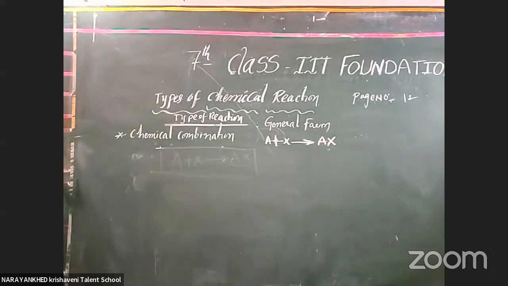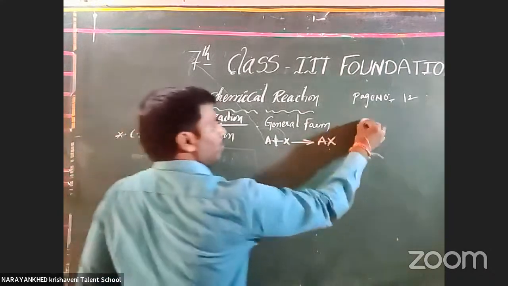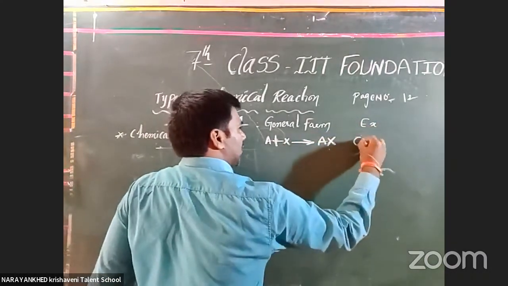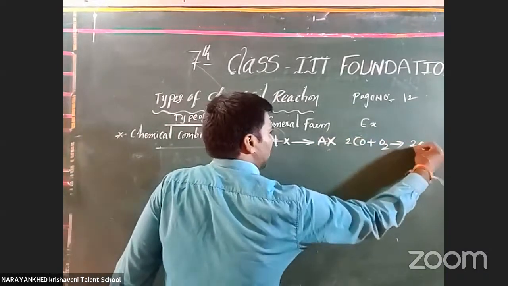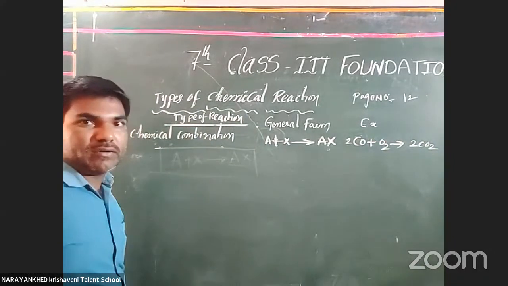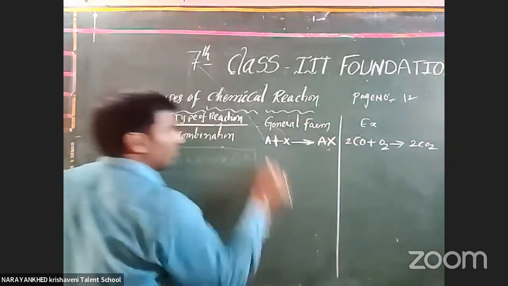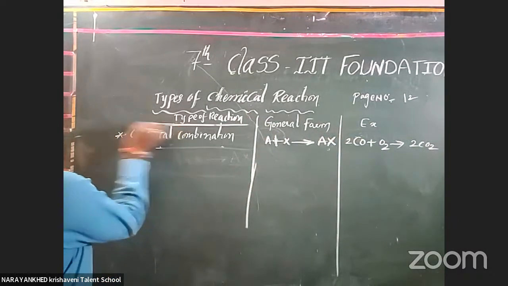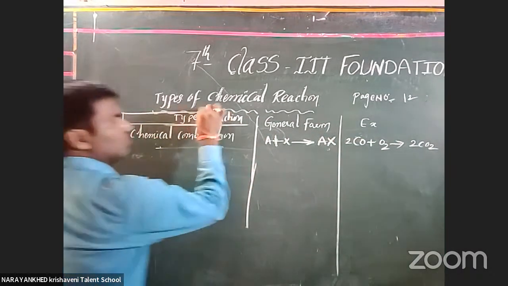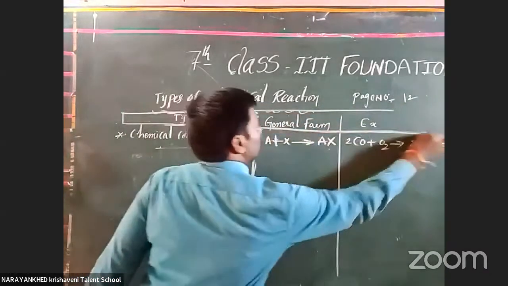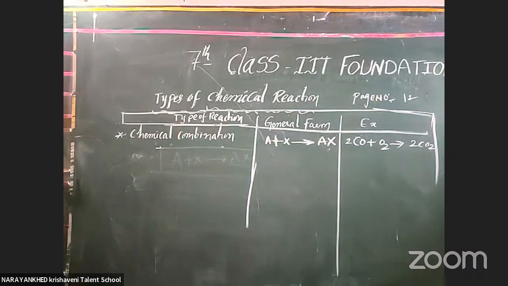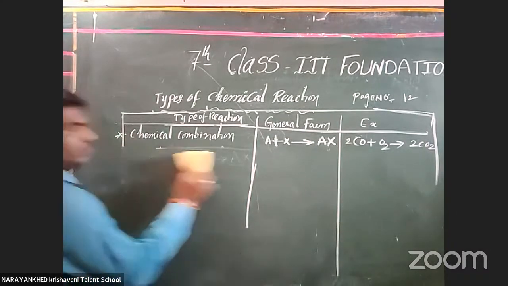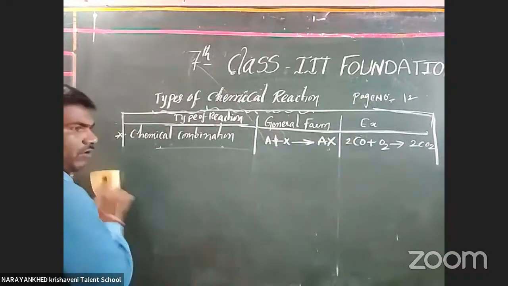Please write it. If possible, one example. What is that? Carbon monoxide is combined with oxygen, then it is formed as carbon dioxide. Got it? This is the example. Please note it down in your notes.